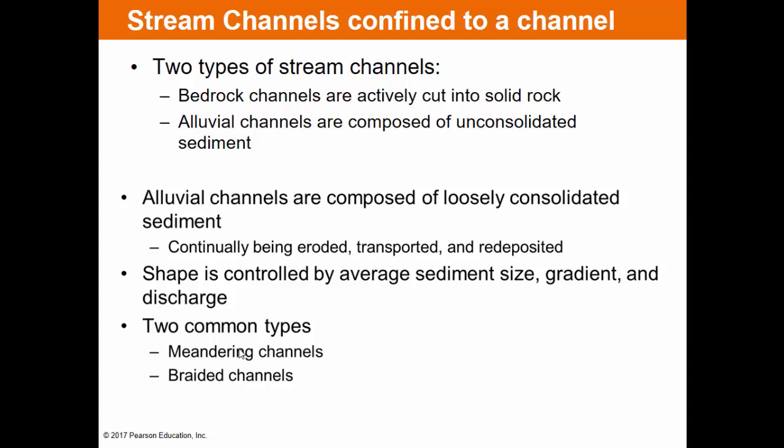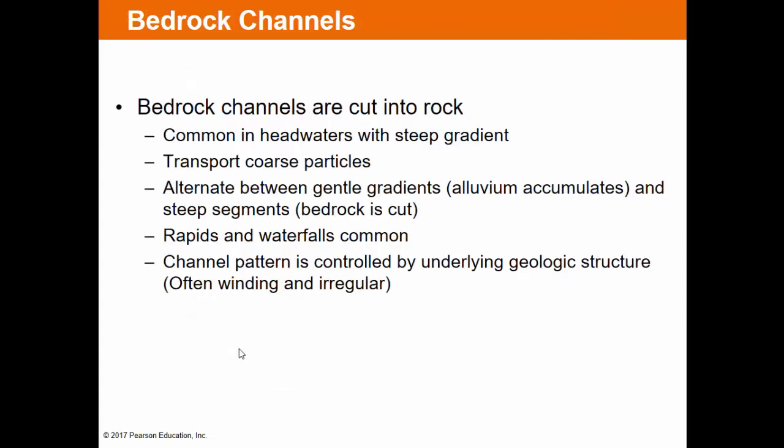Alluvial channels are composed of loosely consolidated sediment, continuously being eroded, transported, and then redeposited. Shape is controlled by the average sediment size, gradient, and discharge. So different sediment sizes, different gradients, and different discharge are going to give those streams a different shape. Two types of shapes that you might see are meandering channels and braided channels.